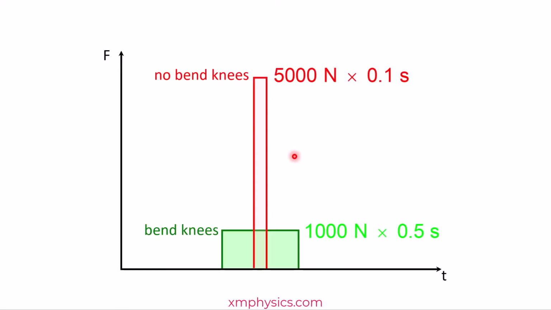So again, let me remind you, the impulse is the same. In fact, on the F-t graph, force-time graph, the impulse is represented by the area under the graph. So these two graphs have the same area under the graph. The impulse is the same, the change in momentum is the same. It's just that by bending the knees, you can spread the impulse over a longer duration of time and therefore reduce the impact force. Now you can experience this firsthand by jumping and then seeing if there's any difference if you bend your knees and if you don't.